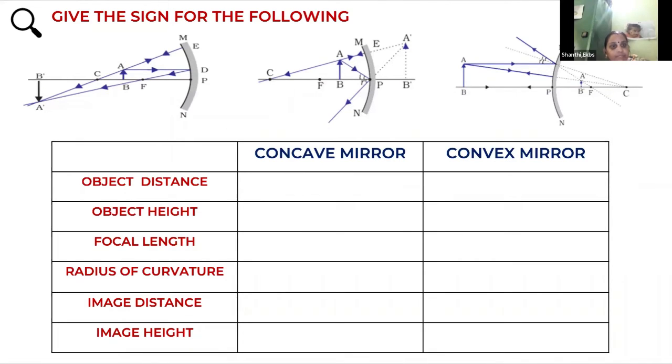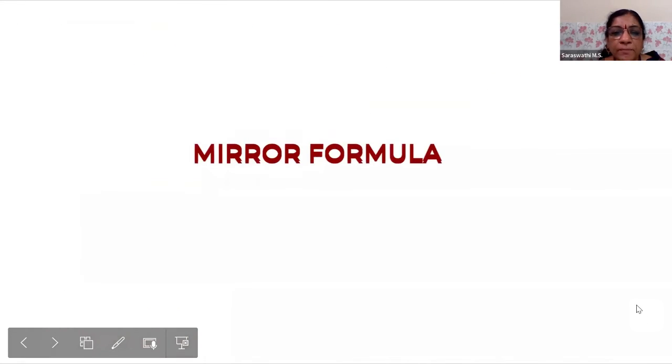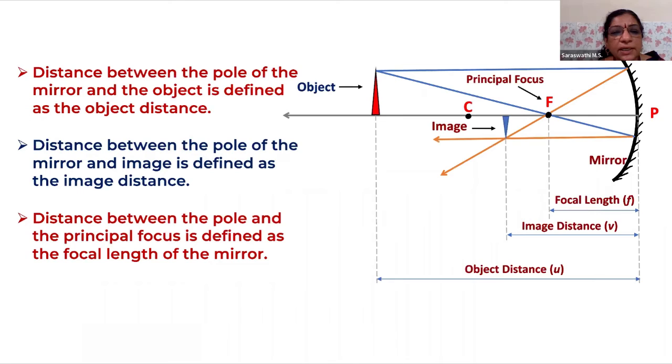Negative. The image height in the case of the second diagram, positive. What about this one? Positive. Convex mirror, always positive. Right? Now we'll go on to the mirror formula.